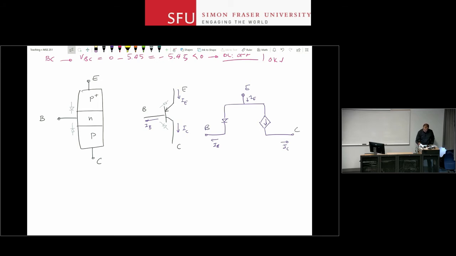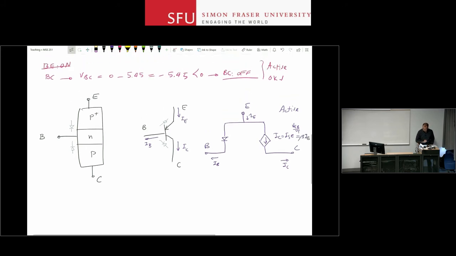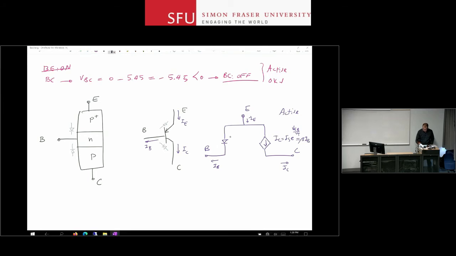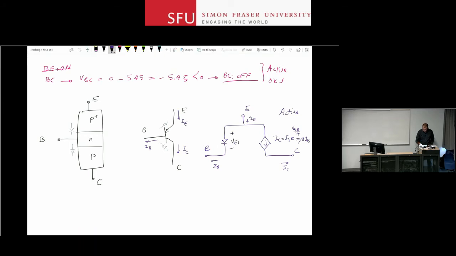And for a device in active region, I need to emphasize that this IC follows the same equation. IC is IS e to the VEB over VT in this case, because remember the diode, in order for it to be on, V emitter has to be larger than V base, but the other equation is the same, IC is beta IB, and this is your VEB. Again, VEB means VE minus V base. That has to be positive for the base-emitter diode to be forward biased. Okay, so that's all there is to it.